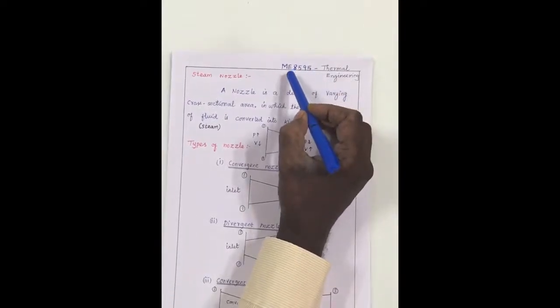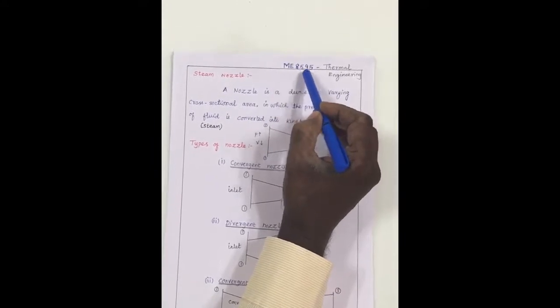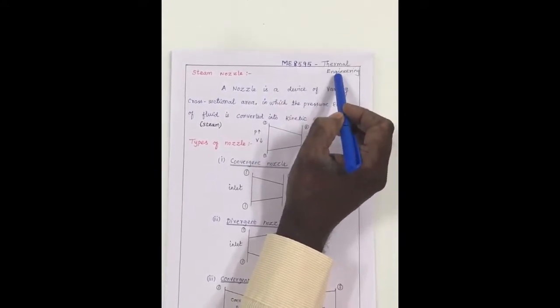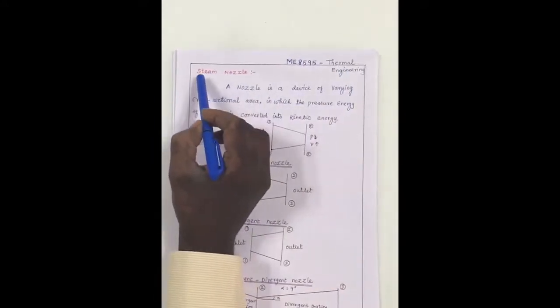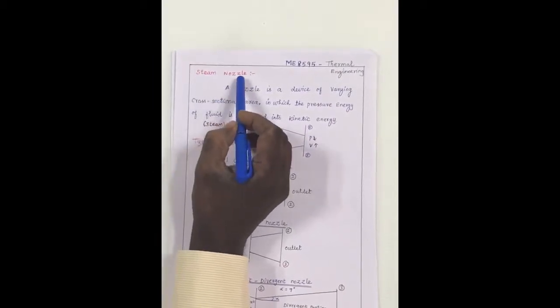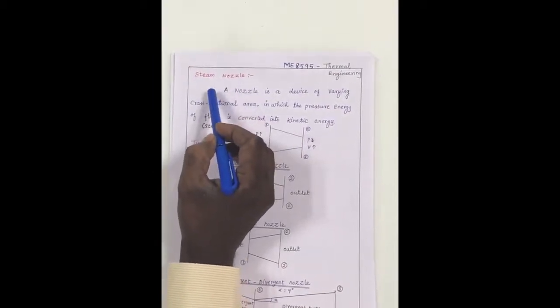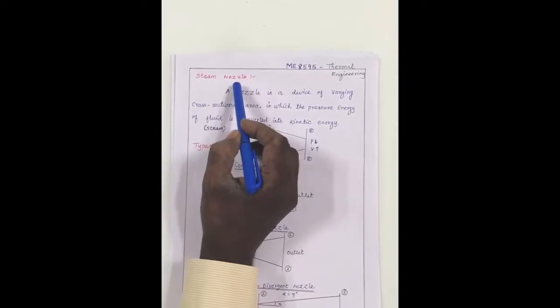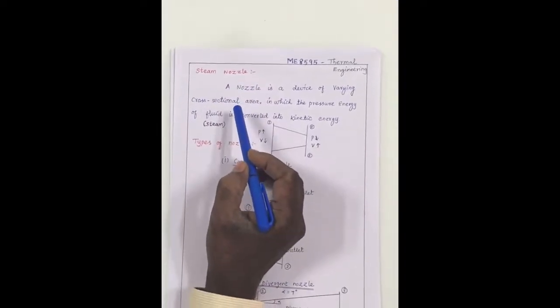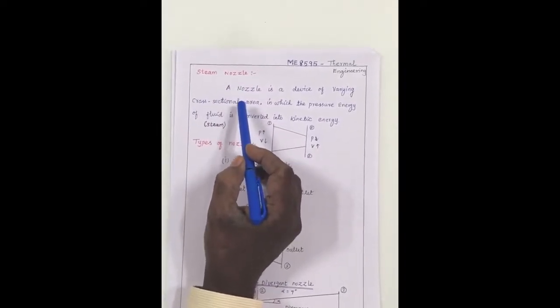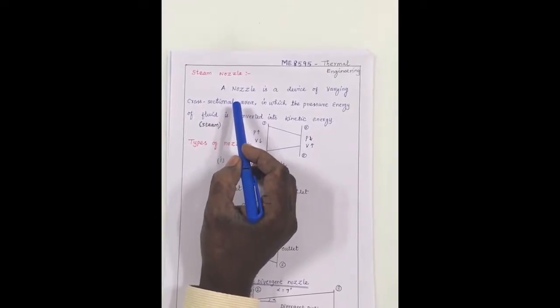Today, we are going to discuss the steam nozzle and how to derive the exit velocity of steam in a nozzle. In the Anna University syllabus, ME 8595 Thermal Engineering, the first unit is steam nozzle. Today we are going to discuss what a steam nozzle is and derive the velocity at the exit of the steam nozzle.